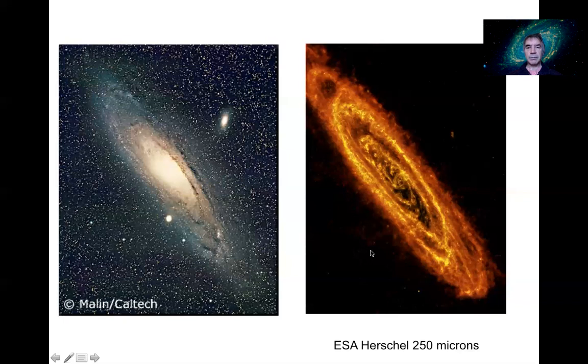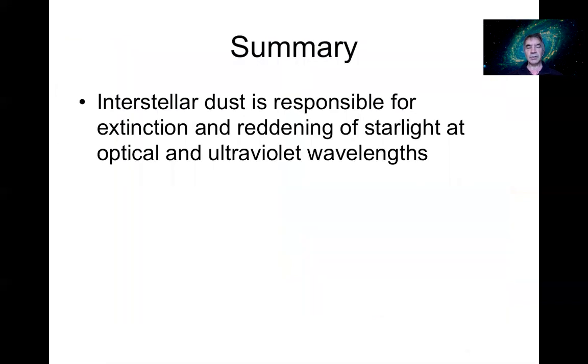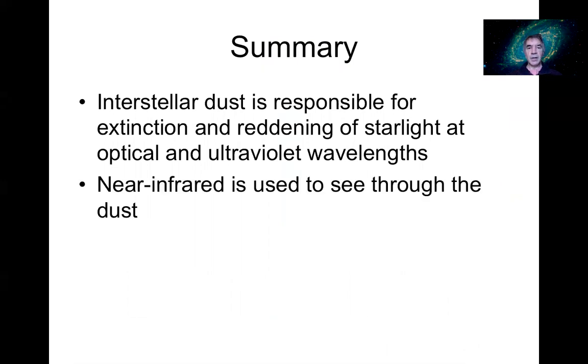Okay, so let's summarize all of this. So the interstellar dust is responsible for extinction and reddening of starlight, basically, or nebula light, any light, at optical and ultraviolet wavelengths. If we want to see through the dust, we just need to move into the sort of near-infrared regime, where the extinction effect is significantly lower.